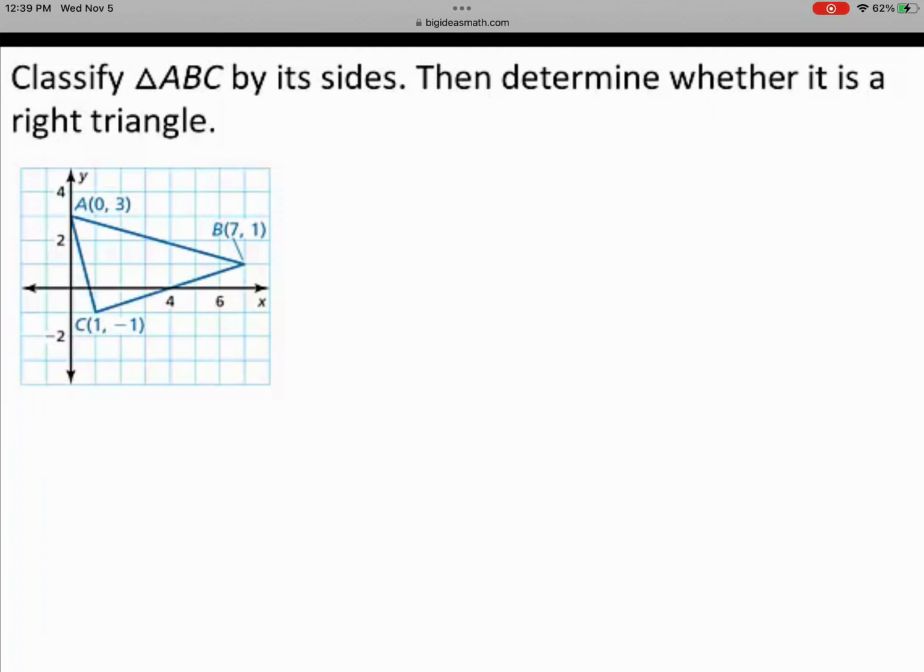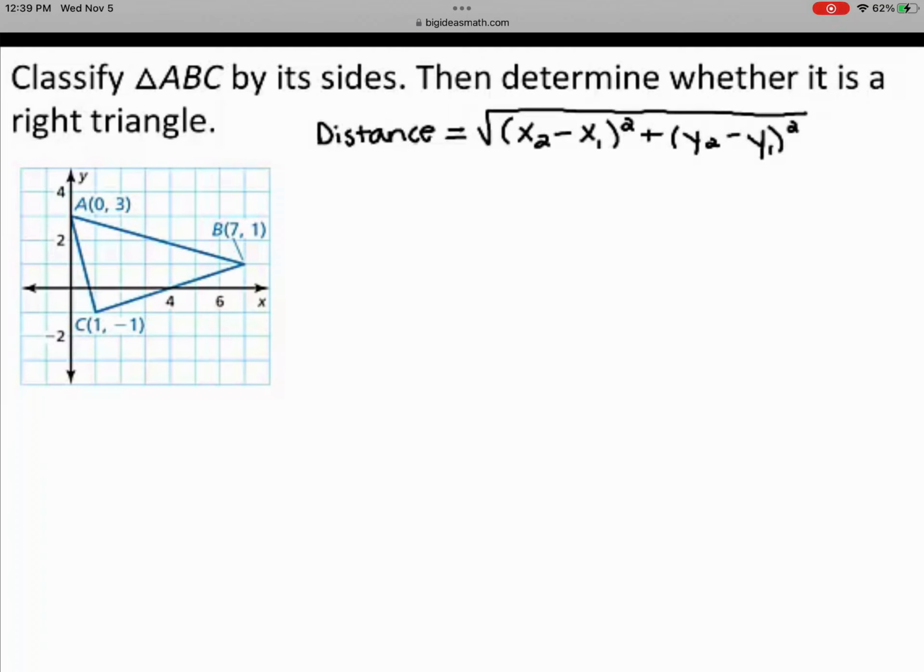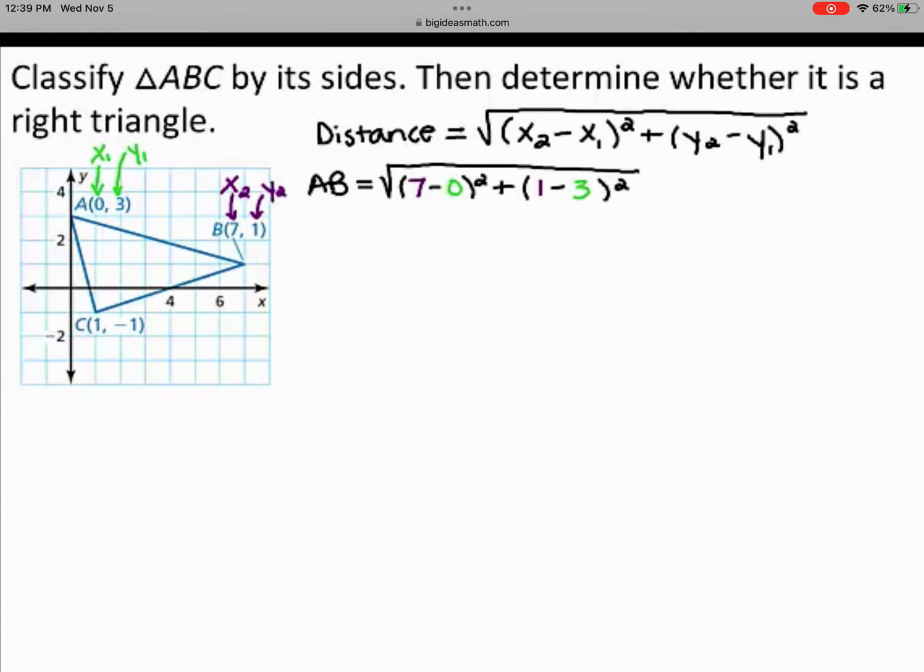You can find the length of each side using the distance formula. To find the length of side AB, let x1 equal 0, y1 equal 3, x2 equal 7, and y2 equal 1. You can substitute these numbers into the distance formula.